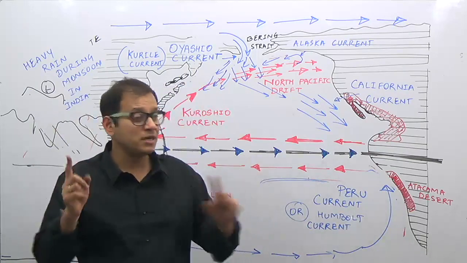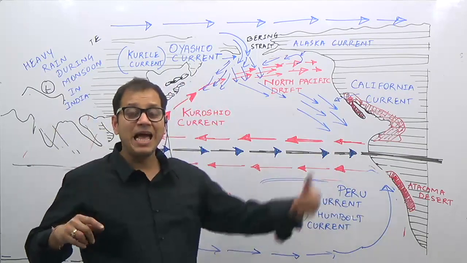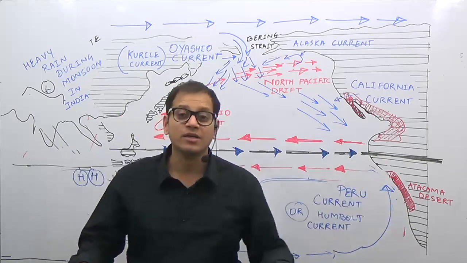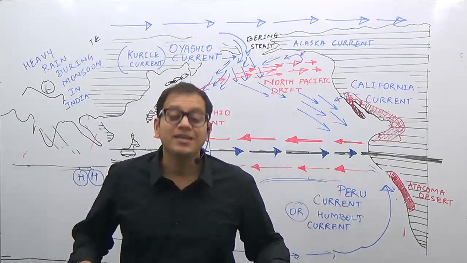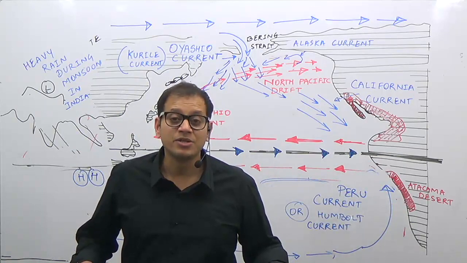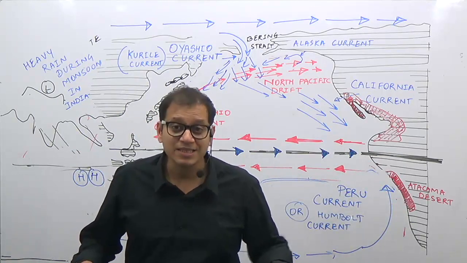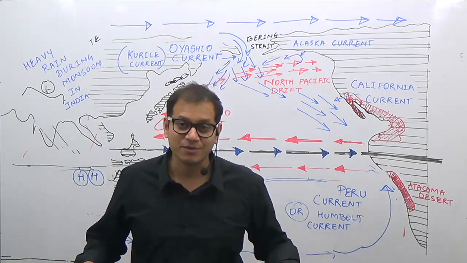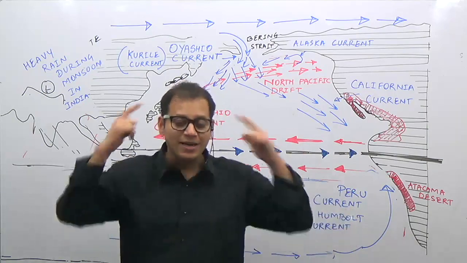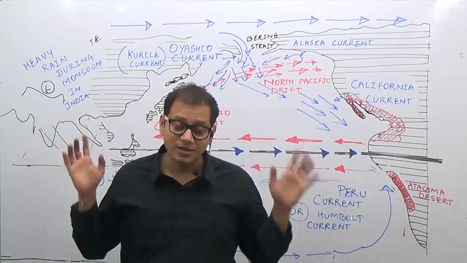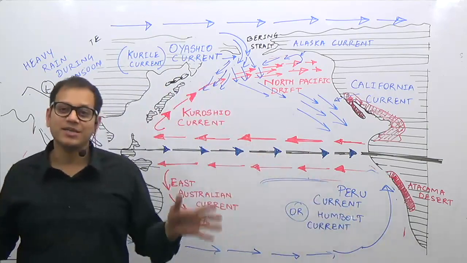Remember the abnormal conditions: El Nino, a warm current, and La Nina, an extremely cold current. Till the time we meet the Indian current system in the Indian Ocean, revise your NCERT, the currents of the Pacific Ocean, and keep this in mind. Till the time we meet again, thank you very much.